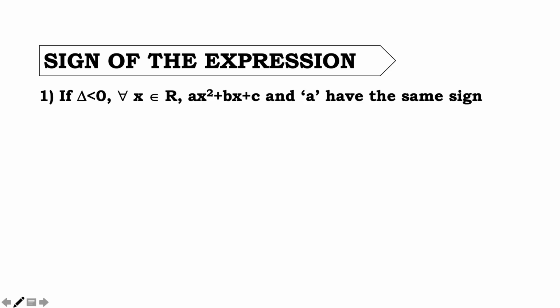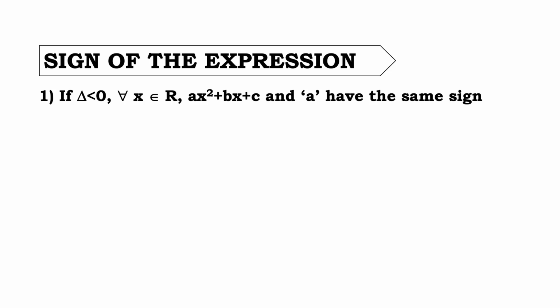In this lecture, we are going to start the sign of a quadratic expression. For the sign of a quadratic expression, we have to remember a few points. If the quadratic is given as ax square plus bx plus c, we have to determine whether this is positive or negative.